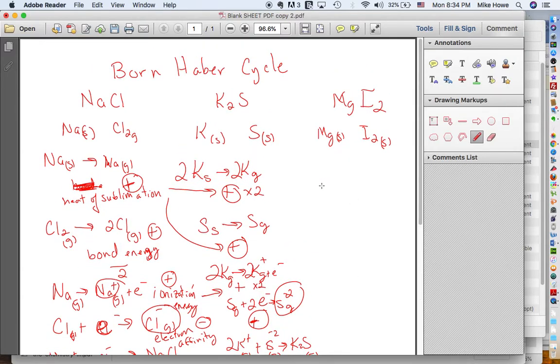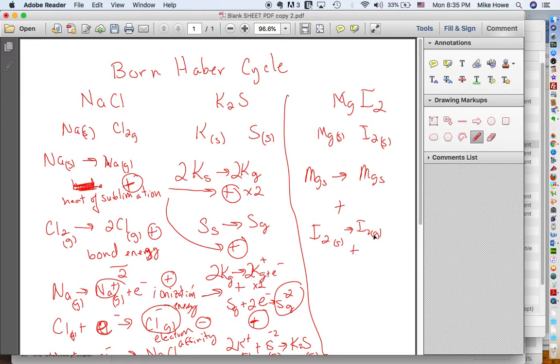All right, now the last example. If you have magnesium and iodine, magnesium is solid, iodine is a solid. We have to sublime the magnesium, so it's going to be sublimation, that's a positive energy change. We have to sublime the iodine because the iodine is a solid. Okay, that's a positive energy change. Energy is required, you have to put energy into that.